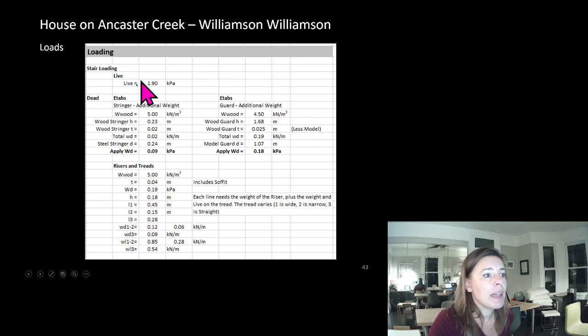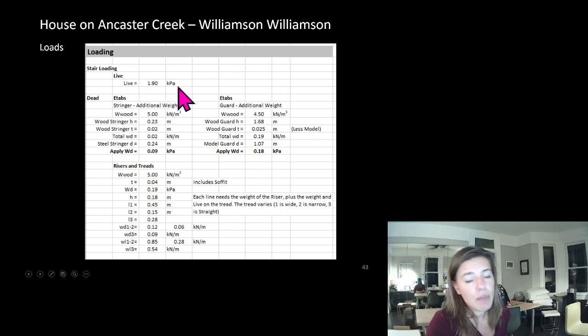So let's see what my loading criteria was. This was very much a residence. So my basic strength load was 1.9 kPa. Yeah, they'll have parties at this house.